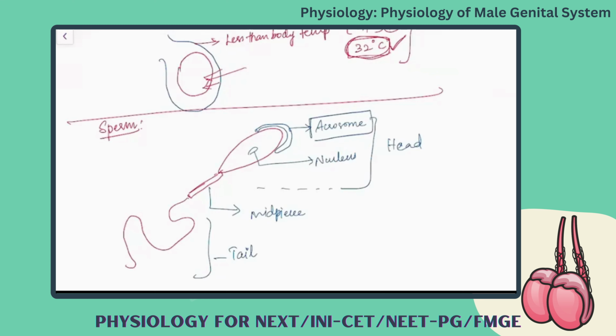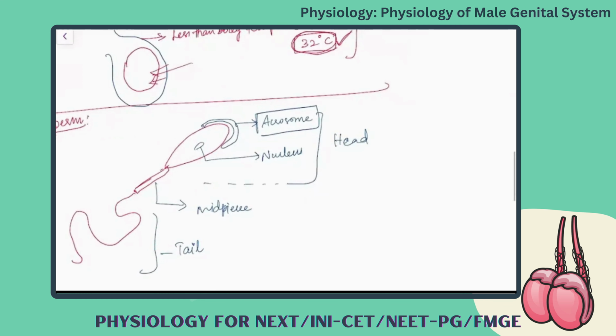What is the significance of the acrosome? What enzyme is present in this acrosome? Hyaluronidase. Okay, this hyaluronidase is the enzyme which is present in the acrosome, which helps in the digestion of the outermost layer of the egg. So when the head hits the egg, this acrosomal enzyme hyaluronidase will dissolve the outermost layer of the egg and then allows the sperm to enter into the ovum. Okay, then the process of fertilization happens. So that is the main significance of this sperm.